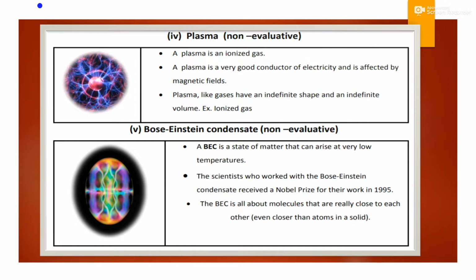Then Bose-Einstein condensation. A Bose-Einstein condensate is a state of matter that can arise at a very low temperature. The scientists who worked on the Bose-Einstein condensate received a Nobel Prize for their work in 1995. It is all about particles that are really close to each other, even closer than atoms in a solid. This state arises when there is very low temperature.